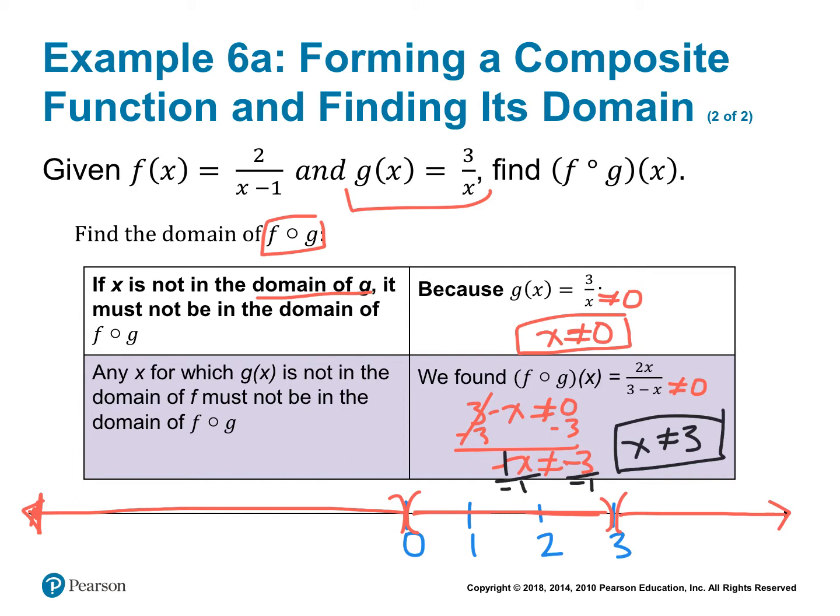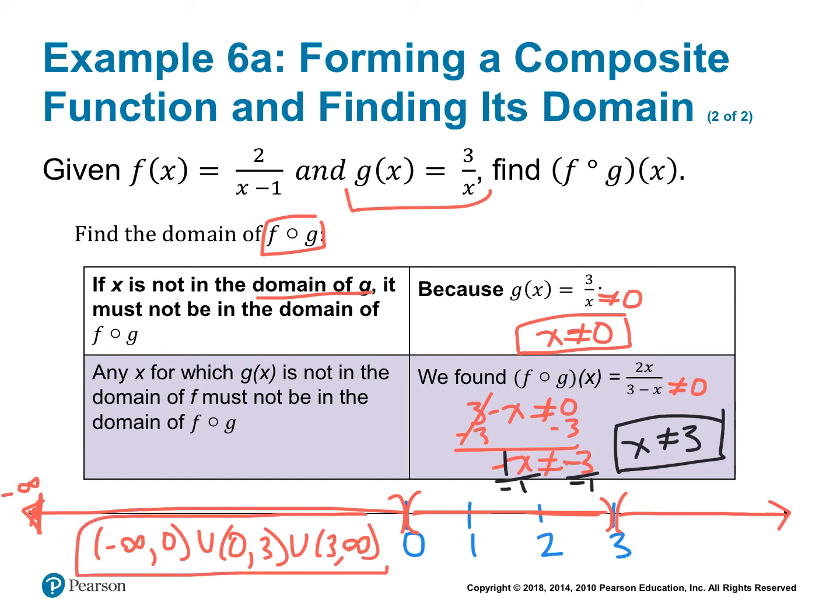So to write that, we can go from this negative infinity over here up to 0. Then we can go between the 0 and the 3. Then we can go from the 3 to the infinity, positive direction. So this would be our domain right here. That is the domain of f with g.